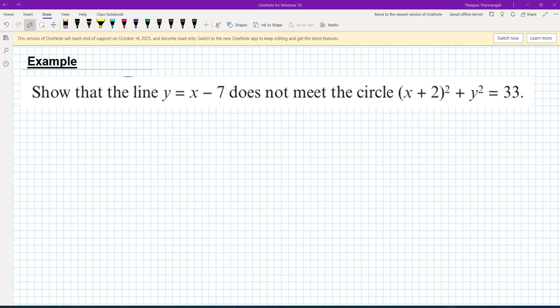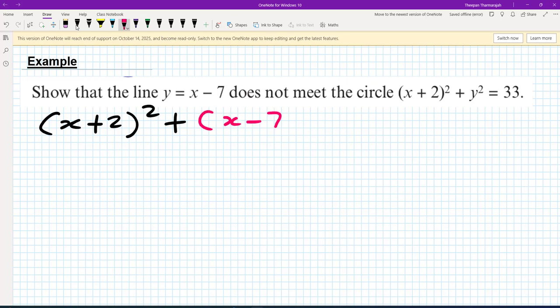So let's take this example here. Show that the line y equals x minus 7 does not meet the circle (x plus 2) all squared plus y squared equals 33. So like the previous case, we're going to do substitution. So (x plus 2) all squared. Now I'm going to replace the y here with (x minus 7) all squared. Now that is equal to 33.